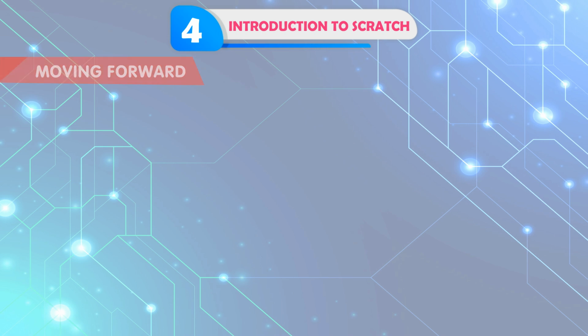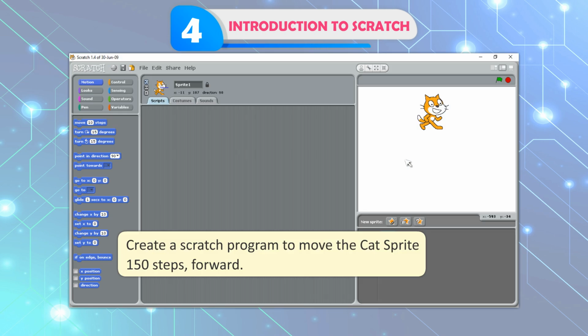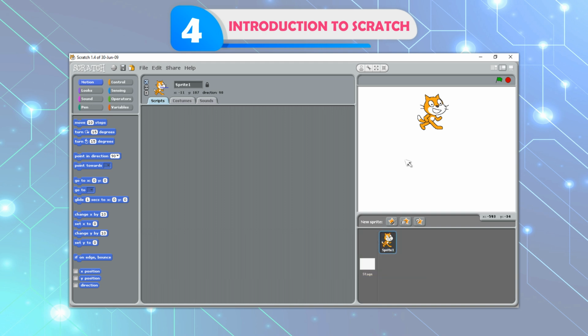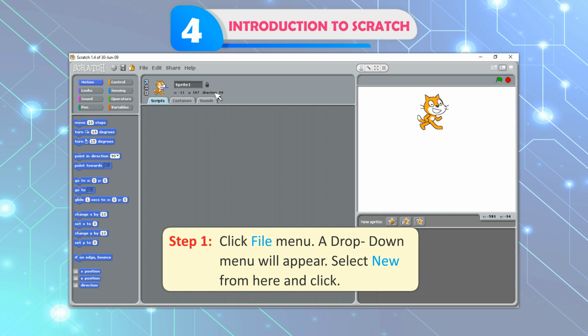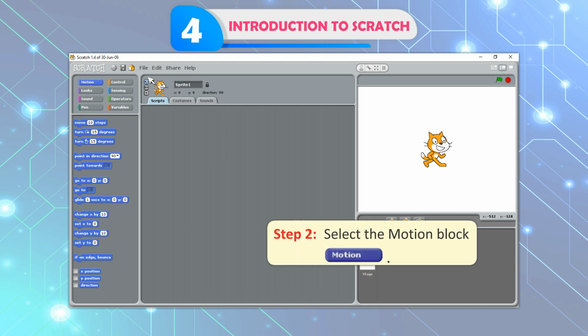Moving forward. Create a Scratch program to move the cat sprite 150 steps forward. Step 1. Click File menu. A drop-down menu will appear. Select New from here and click. Step 2. Select the motion block.